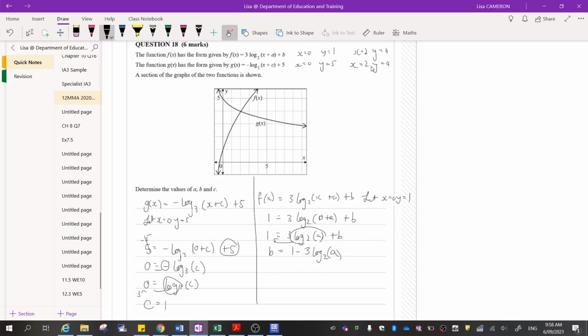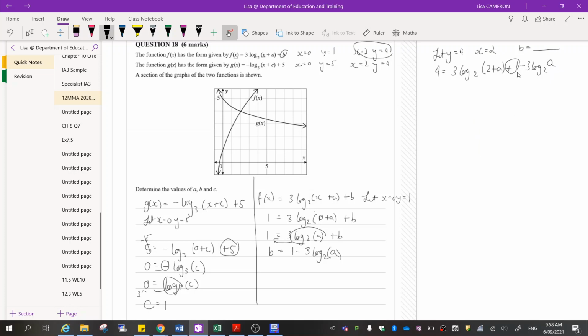So in my next step, I'm going to use this to substitute b back into the equation so that the only unknown that's left is a. I'm going to start doing this over here because it's going to take up a bit of space. So let y equal 4, x equal 2, and b equal to the expression. So 4 equals 3 log base 2 of (2 plus a) plus 1 minus 3 log base 2 of a.